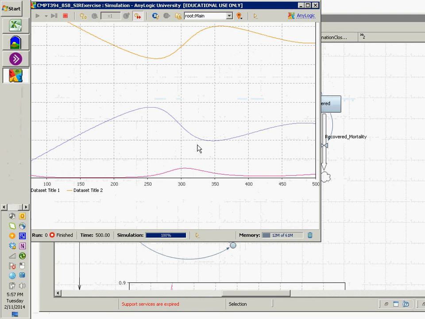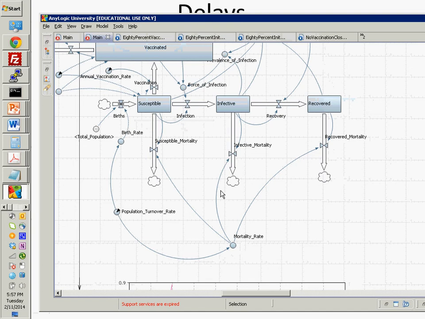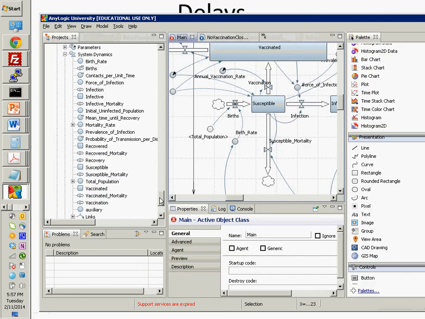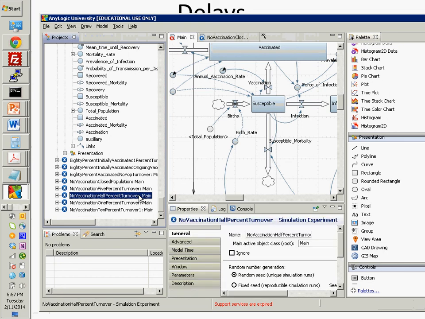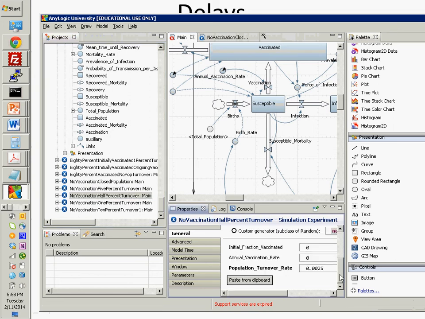Yes? In the graph, is there a reason why the number of infectives didn't go down to zero? Because it looks like it's so close to zero for so long. Yes, there is a reason, and we'll get to that in a minute. Thanks for the question. It's a great question, and we'll talk about that shortly.